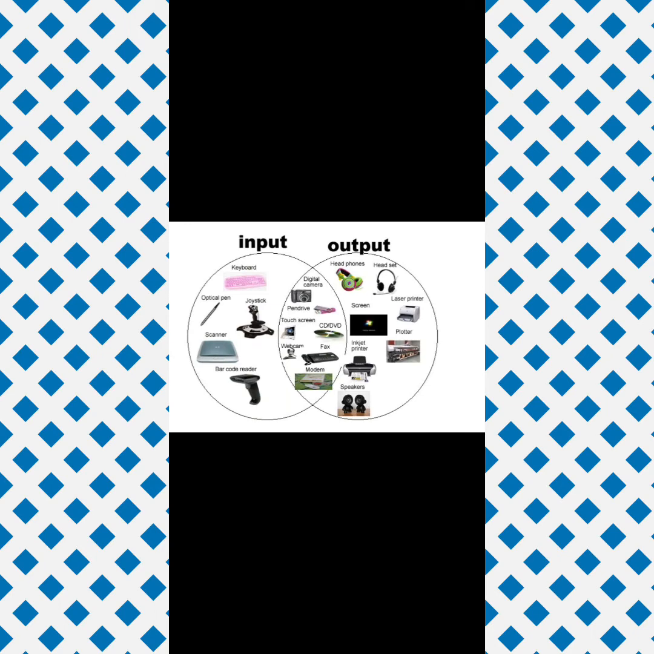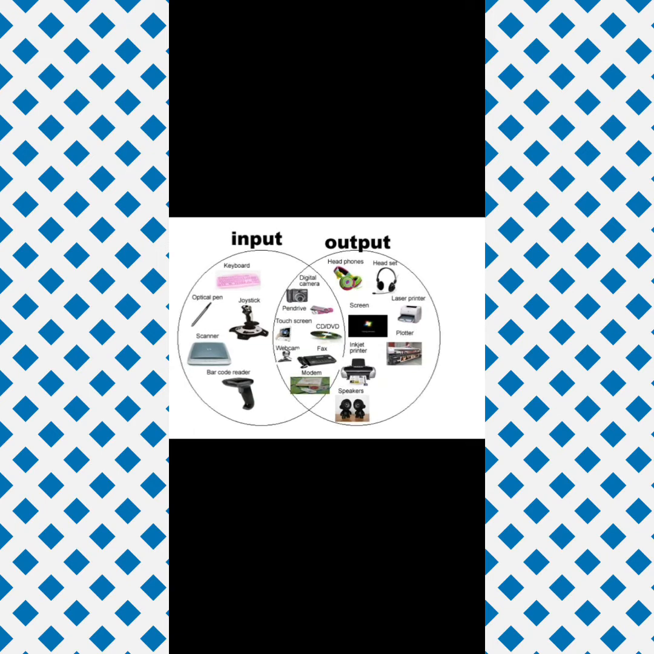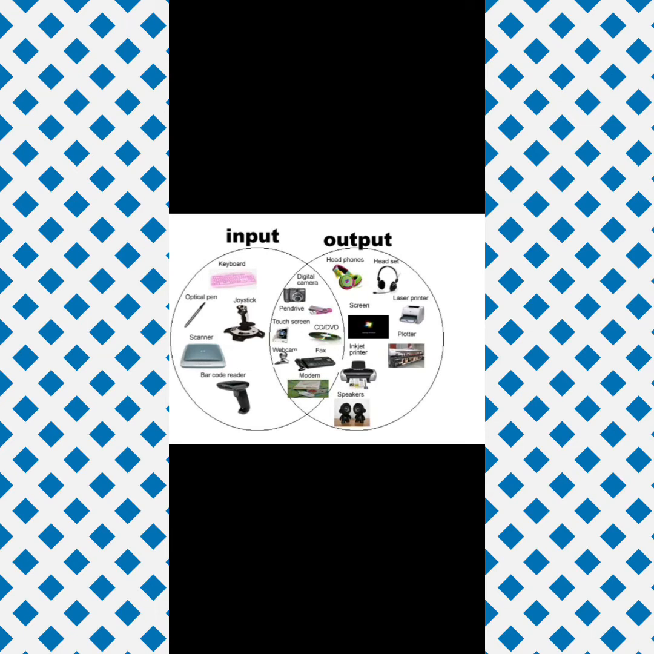There are more examples that you can see. Input devices: keyboard, joystick, scanner, and for the output devices: headphone, screen and laser printer. And you can see that digital camera, touch screen, CD, DVD, fax are devices which are input and output devices. They are both input and output devices.